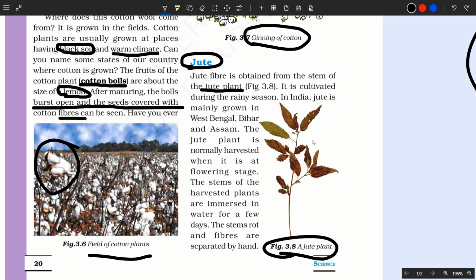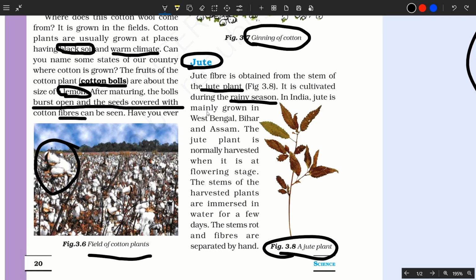Cotton comes from the cotton plant, and it is grown in a warm climate. But here it is the opposite to the cotton plant. The jute plant is grown during the rainy season; they sow the seeds in the rainy season.